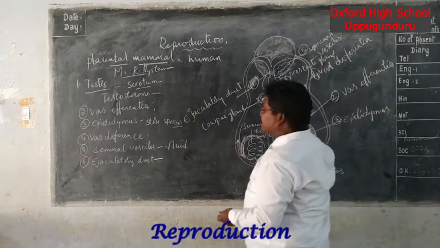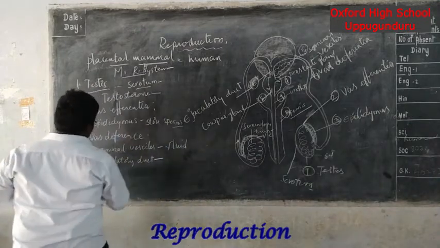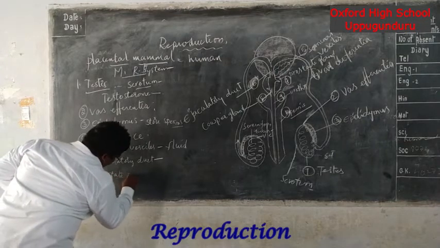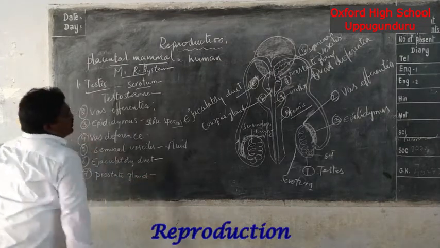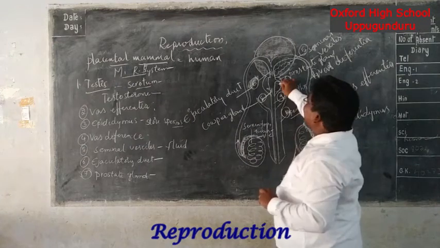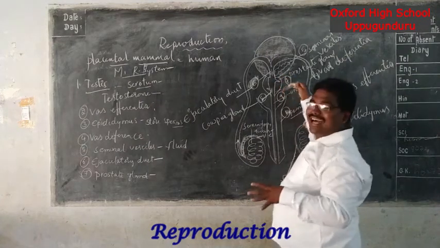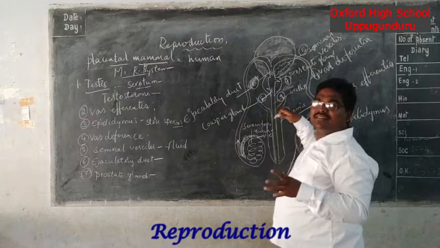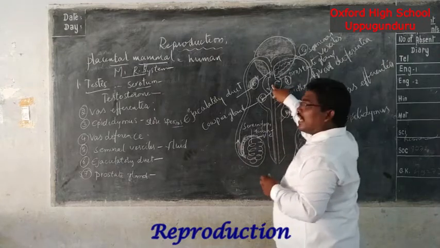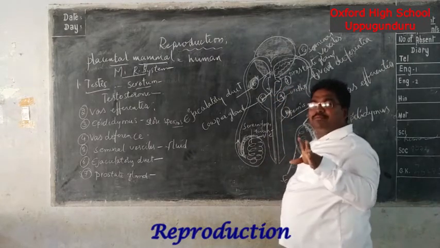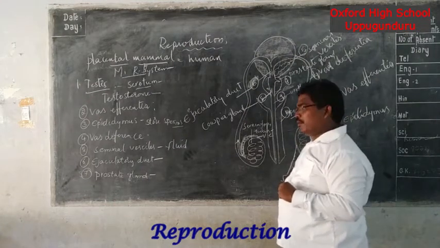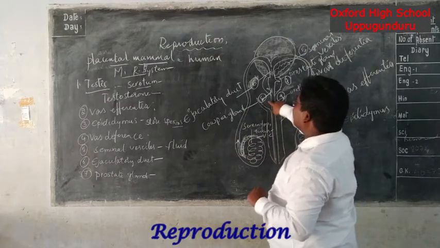Next one is the prostate gland. Seventh one is the prostate gland. The prostate gland releases its secretions into the urethra, which keeps the sperms active and provides nutrition.